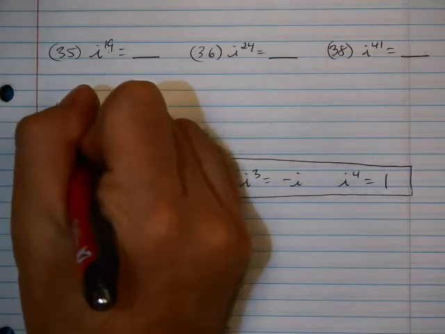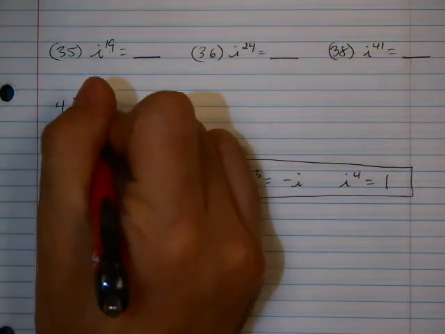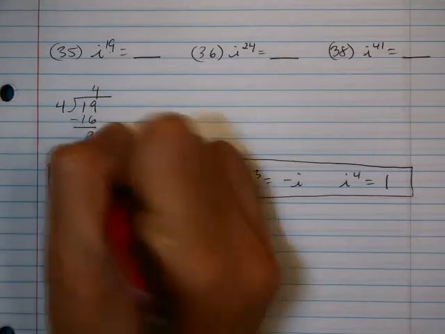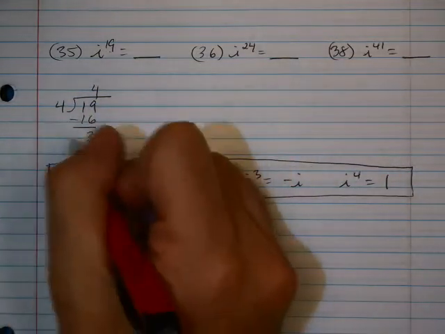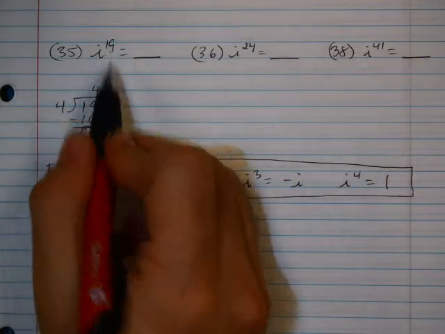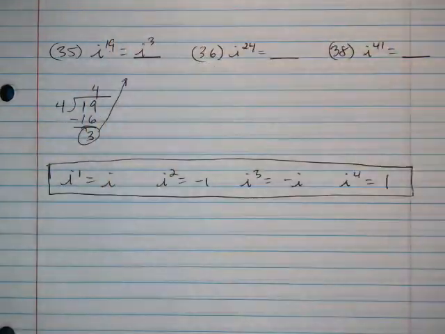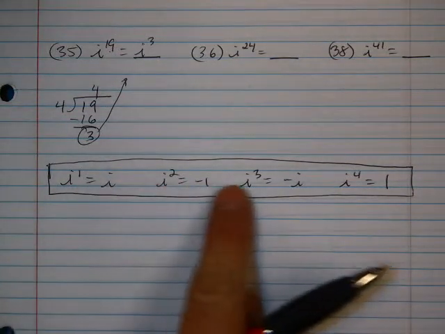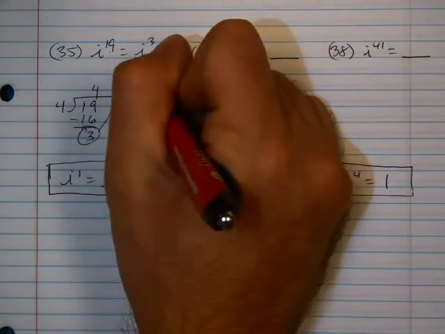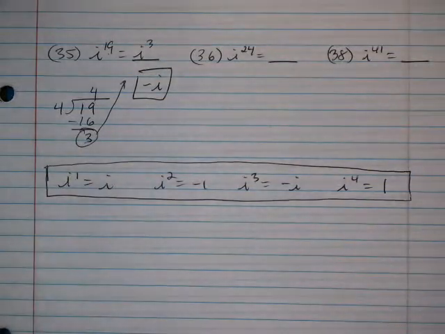So for first, on number 35, we have i to the 19th. I'm going to take 19 and divide by 4. Now I've got that old school long division. 4 goes into 19 4 times. 4 times 4 is 16. Subtract, I get 3. When I do that, this remainder becomes my new exponent on this i. So this i to the 19th is actually the same thing as i to the third. And now, that gives me my final answer for this one, which is negative i, because that i to the third simplifies to a negative i.